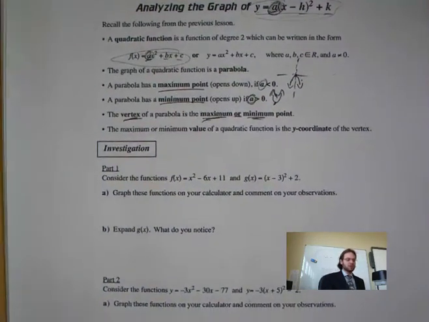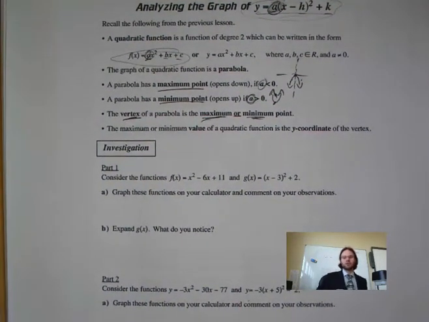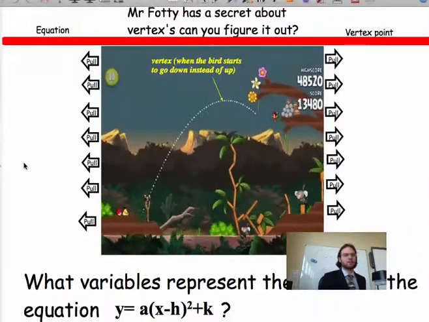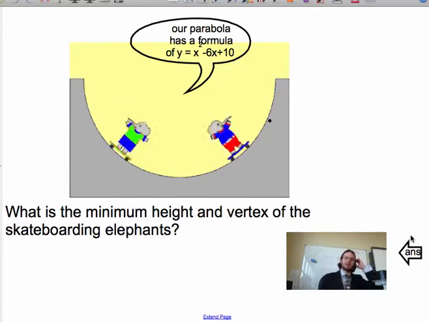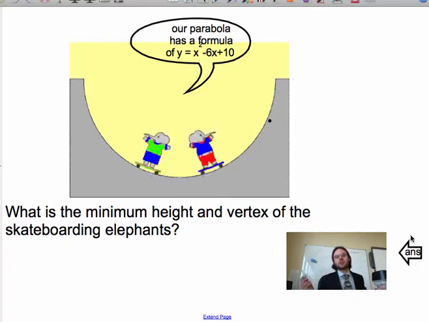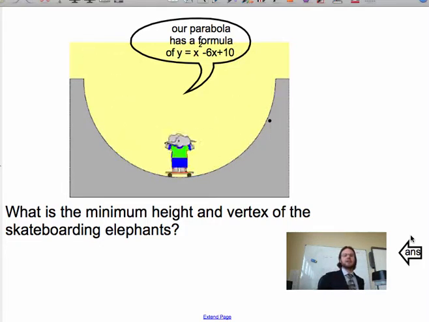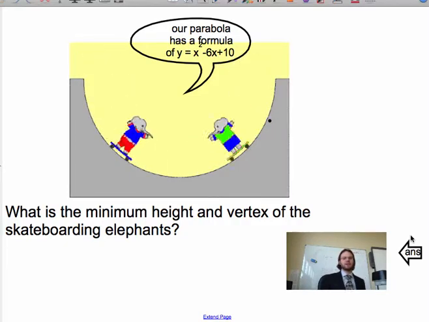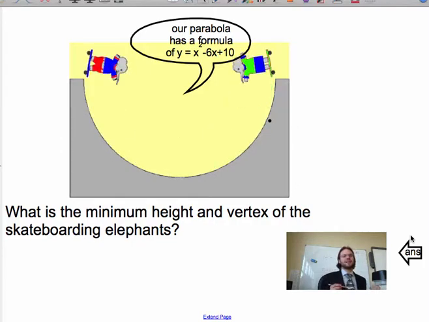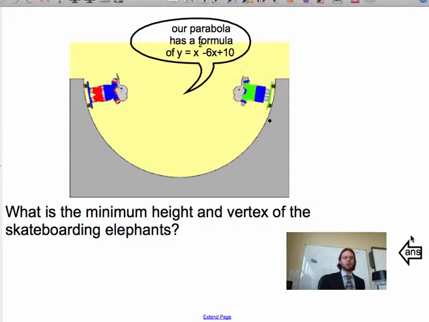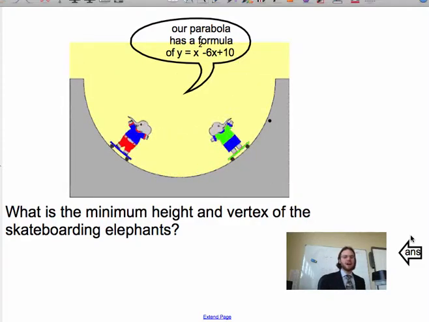Okay? So instead of this investigation here, I'm going to start off with something over here. Okay, so here we go. We have a formula, and we have these two elephants. They're on skateboards, as we can see, and here's their formula. It says y is equal to x squared minus 6x plus 10. So that's the formula for their half pipe. Now they want to know what is the minimum height and the vertex of the skateboarding elephants.